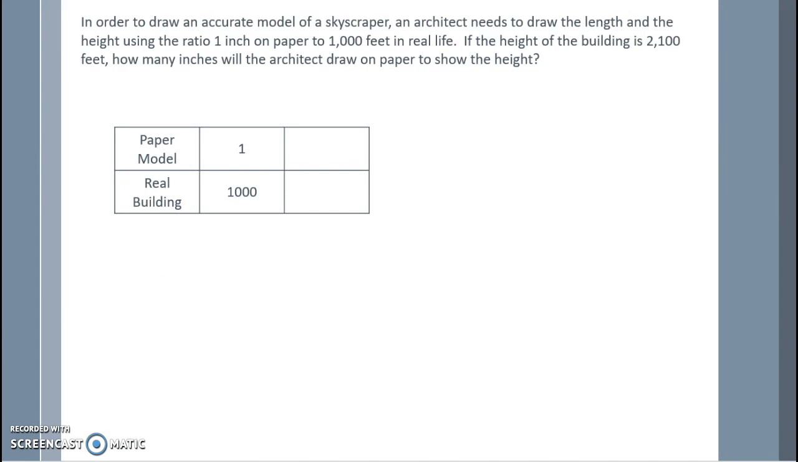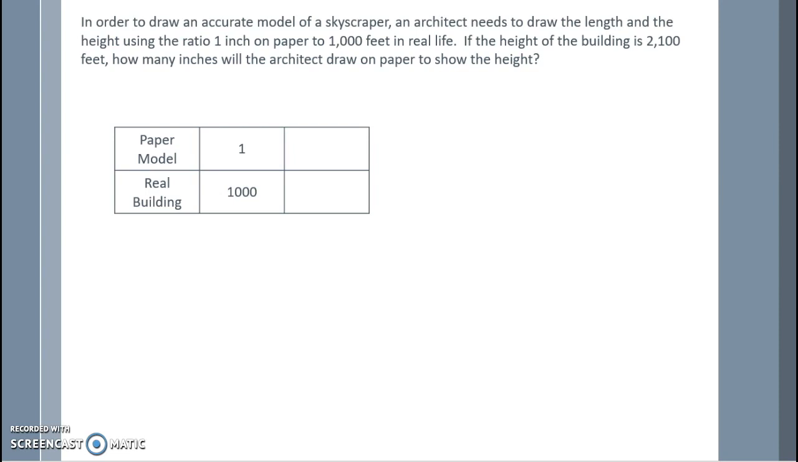In order to draw an accurate model of a skyscraper, an architect needs to draw the length and the height using the ratio 1 inch on paper to 1,000 feet in real life. If the height of the building is 2,100 feet, how many inches will the architect draw on paper to show the height? Some information that we know.